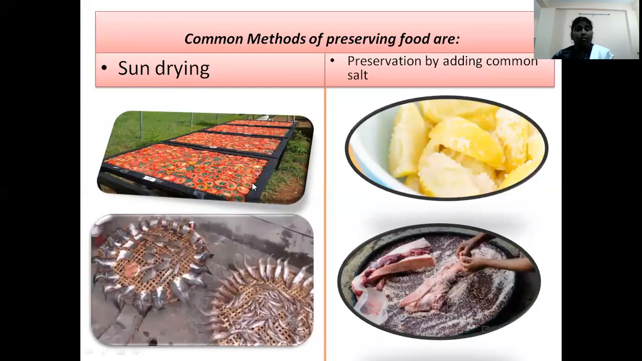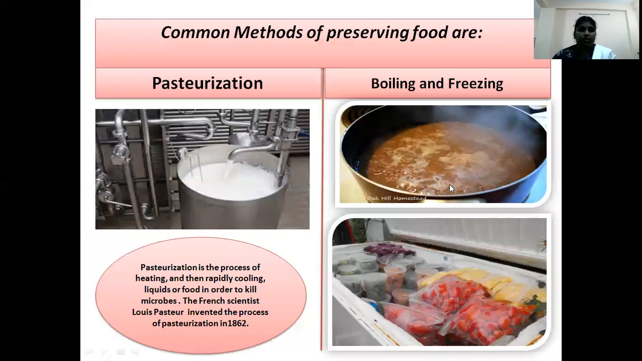Sun drying is a common method where the food items will be dried. Generally, vegetables, fruits, as well as meat items will be dried under sunlight. Because of this, the moisture present in the pieces will be totally evaporated. After it becomes dry, it will be stored in airtight boxes. Adding salt is also a common method. By adding salt, microorganisms cannot enter the pieces. When the salt is added, these pieces need to be dried. After drying, they can be preserved for a long period.